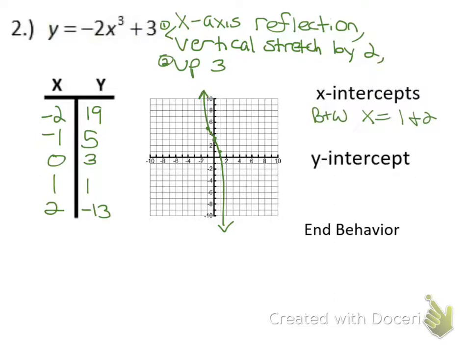Don't forget the x equals. It's really important. Don't just say between 1 and 2. I don't know, or your teacher doesn't know what you're talking about there. The y-intercept, this one is actually on our table, so that's nice, (0, 3), and then we get our end behavior.